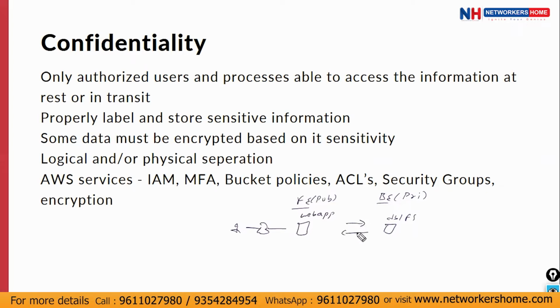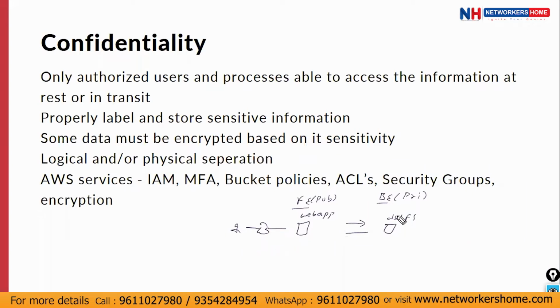The application wants to access the DB server, so which IP address will be used here, private IP or public IP? Private IP address. Your application can use the private IP address to interact with this database server. And if somebody wants to access this database server via the internet, they cannot. It's not allowed because it's not facing the public subnet. That's what we call logical or physical separation.